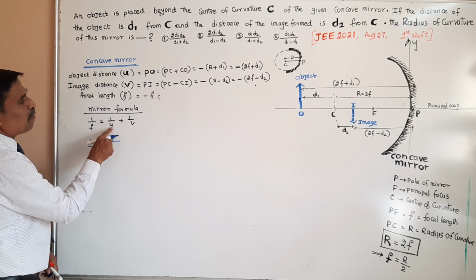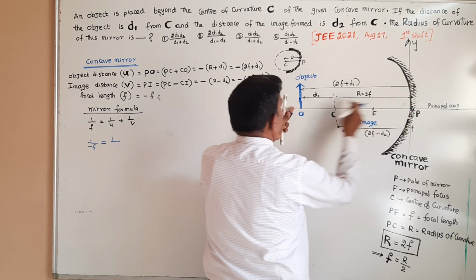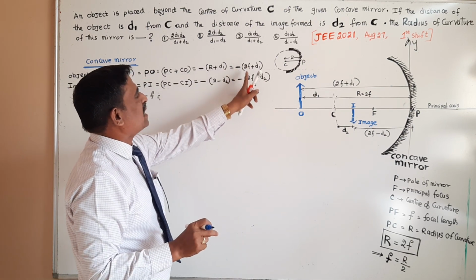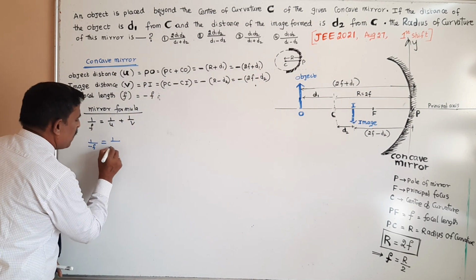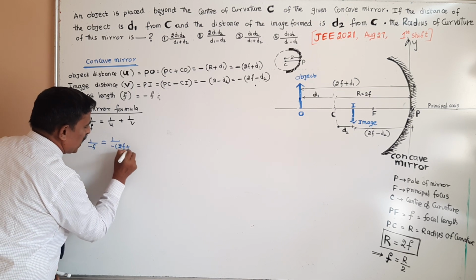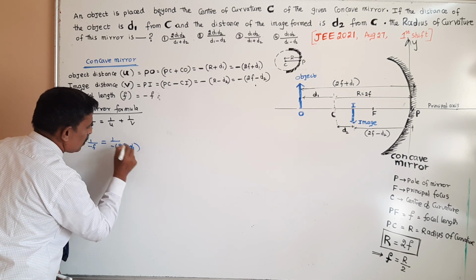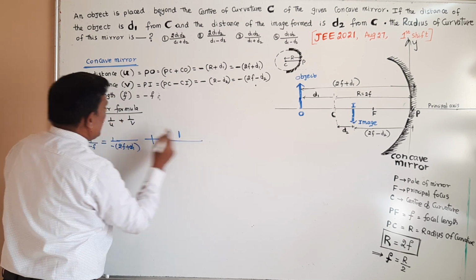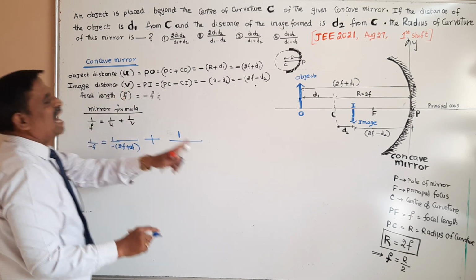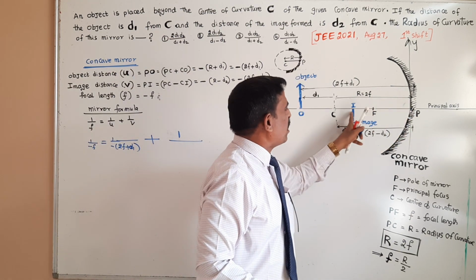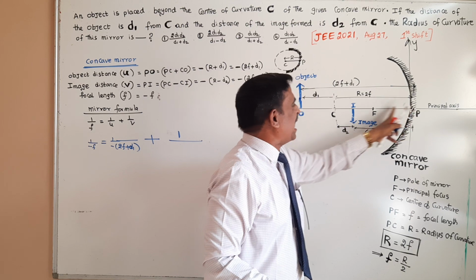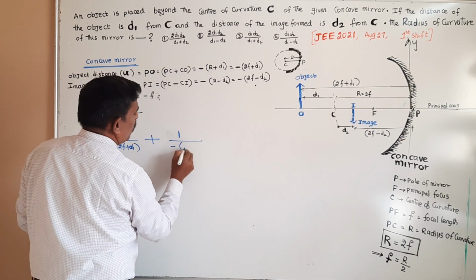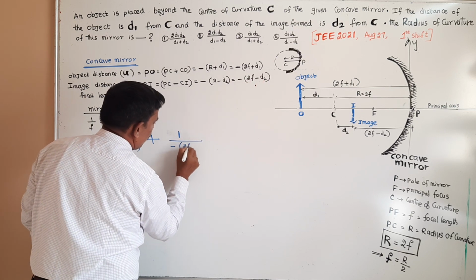u means object distance PO, and it is nothing but minus (2f plus d1). Then plus 1, I am writing 1. v means image distance. Image distance is also negative. Image distance is minus (2f minus d2).